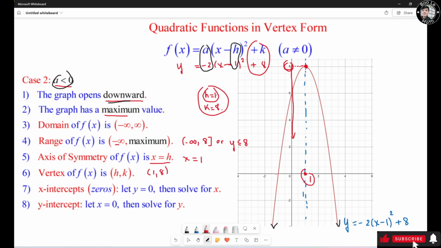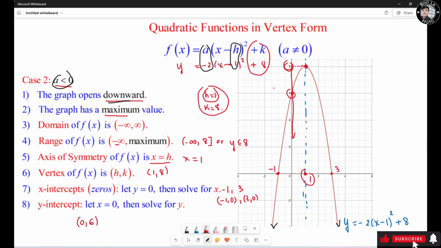The x-intercepts are right here and right here. So the x-intercepts equal negative 1 and 3, right? So you say (-1, 0) and (3, 0), right? Now the last one, the y-intercept, you just let x equal 0 and solve for y. Actually, the y-intercept is going to be 6 right here. You can see it. So the y-intercept is 6, right? So you can say (0, 6).